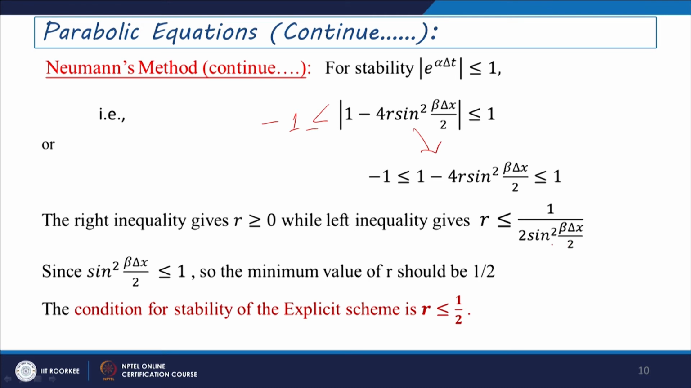Since if you just see here, sin square (beta delta x by 2) is less than or equal to 1, so the minimum value of r should be half here. This implies that the condition for stability of the explicit scheme is r less than or equal to half. So, this restriction we have to follow whenever we are applying these explicit schemes.